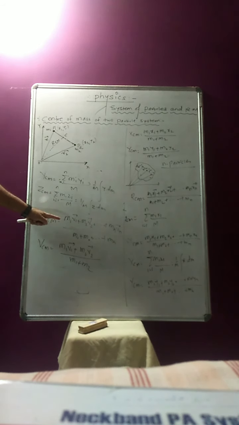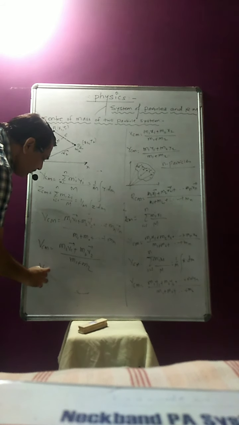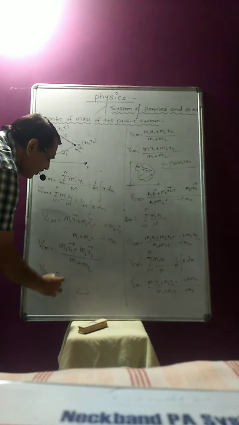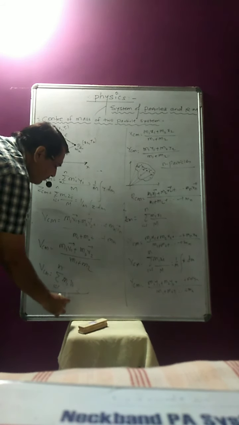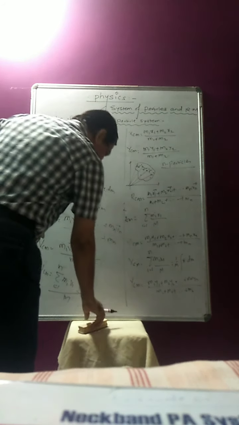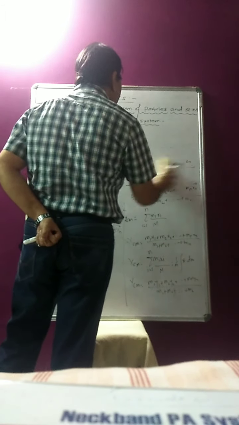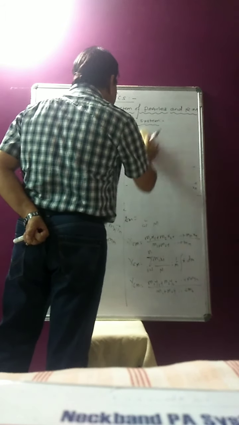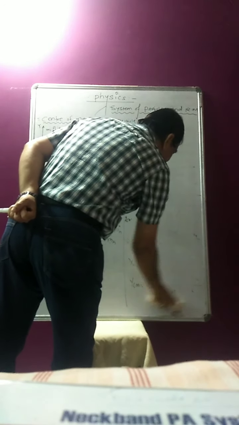So for a system of n particles, suppose I want to write down this formula: the velocity of center of mass can be written as summation of i varies from 1 to n mi vi upon the total mass of the system. Okay, so this is the velocity of center of mass. Now once you have that idea about the velocity of center of mass, we want to learn about the acceleration vector of that center of mass.